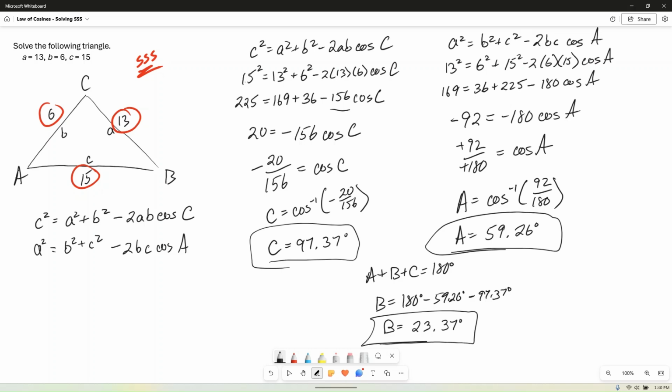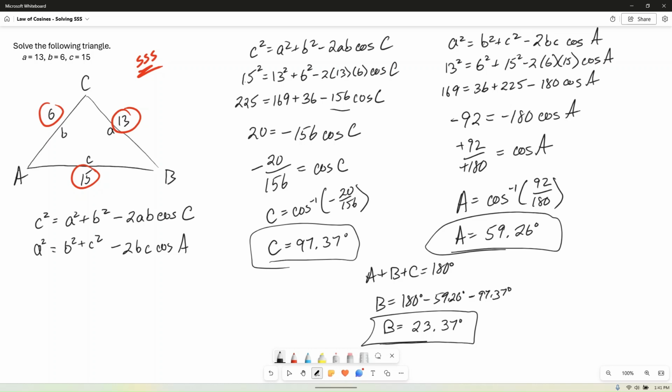And again, hopefully those three angles add up to 180. You can double check that if you want, but it looks like that would work. We could also do the same kind of thing that we checked with law of sines. We could make sure that the longest side corresponds to the largest angle. So the longest side was side C at 15, and angle C is the largest angle, right?